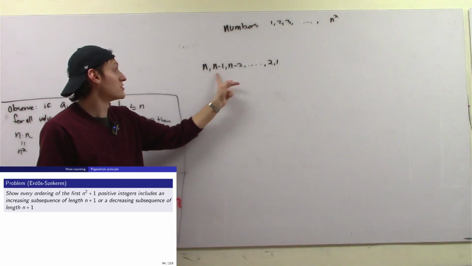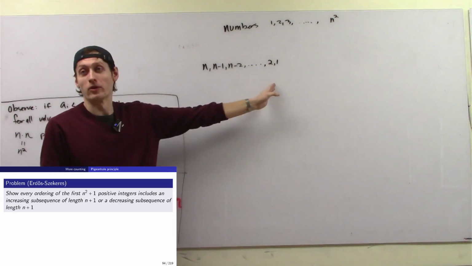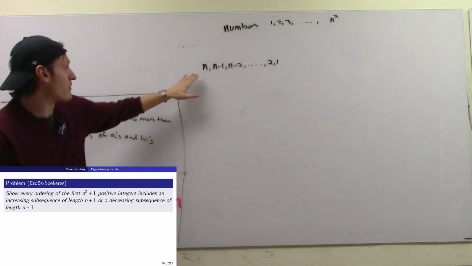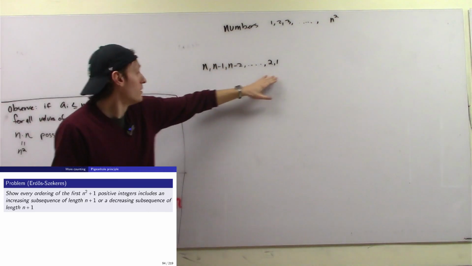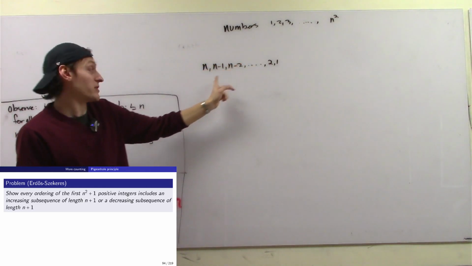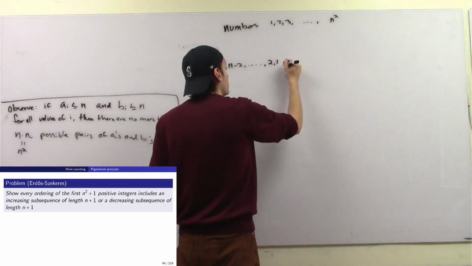So this is a decreasing subsequence of length n, but no longer than that. It's not n plus 1. I have a decreasing subsequence of length n, but all my increasing subsequences are of length at most 1, because this piece right here decreases. Okay, so it handles the first n of them.